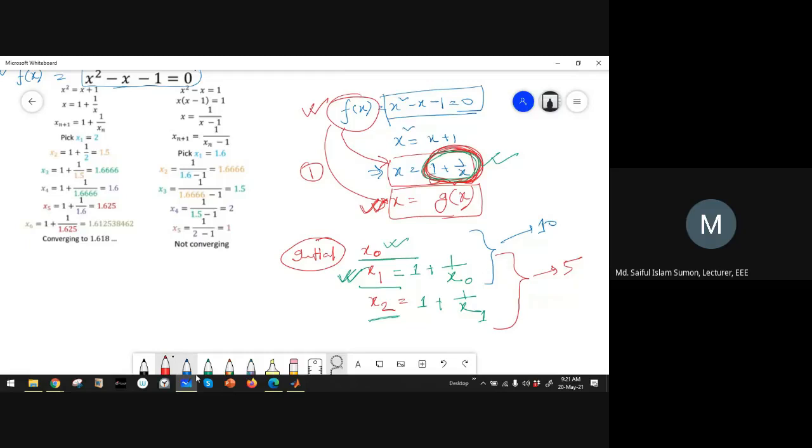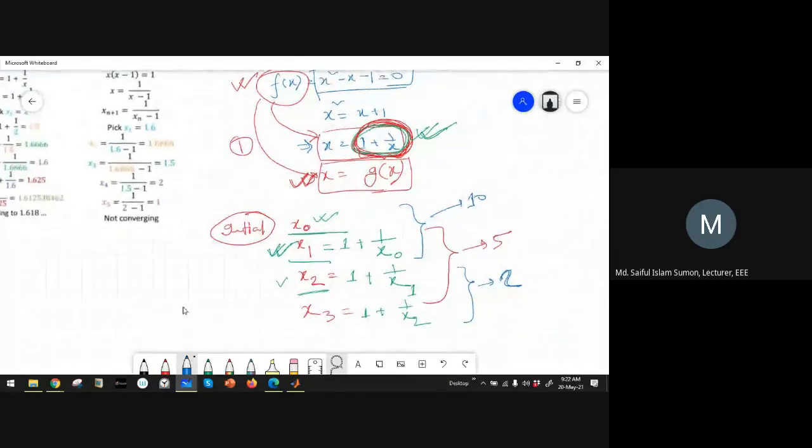In the next step, if I want a more precise result, I will again use this equation, 1 plus 1 by x. Here the previous x is actually x2. Now again I will check whether this is better or not. I will see that the difference between them is comparatively less. If the difference is less, then the error is comparatively less.